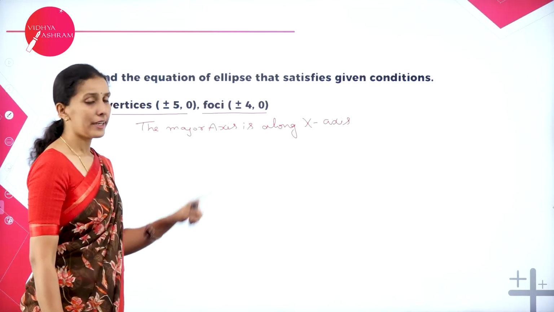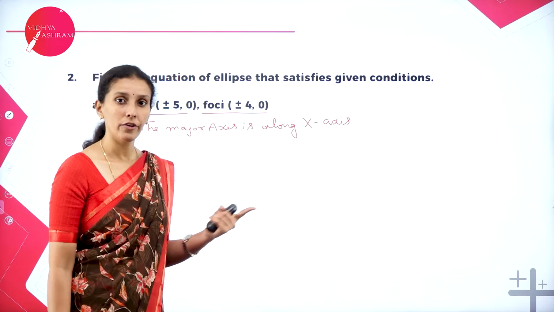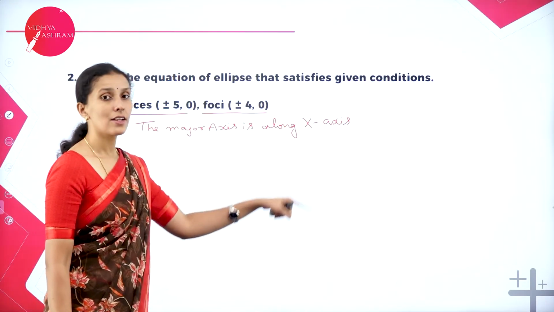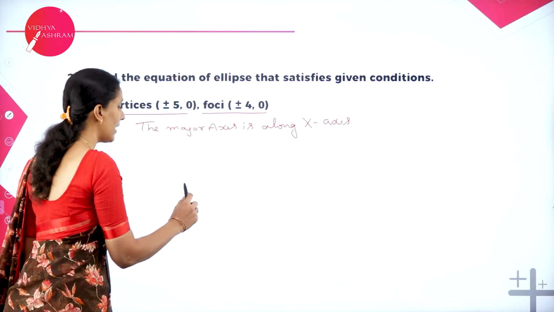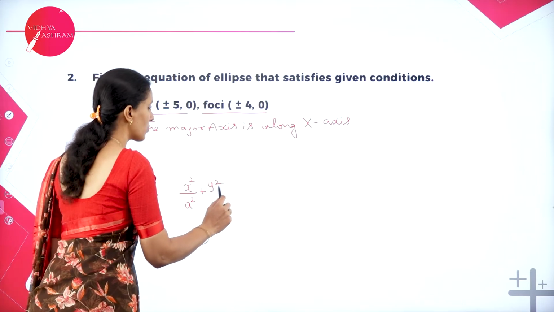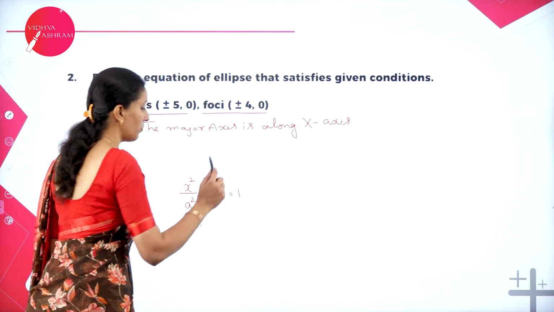Because here the y coordinate is 0, we have the x coordinate. So therefore, the major axis is along the x-axis. If the major axis is along the x-axis, then my standard equation will be in the form of x square by a square plus y square by b square is equal to 1.